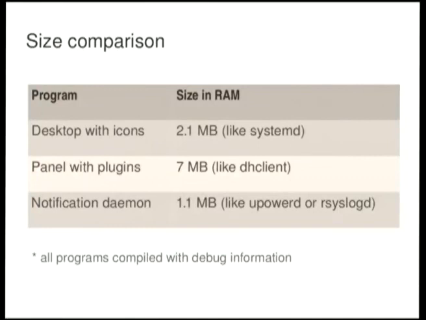Let me show some size comparison. Desktop with icons uses the same amount of memory as systemd. Notification daemon is using almost the same amount of memory as syslog daemon. And maybe the worst of all of them is the panel with plugins, because the plugins are loading all those shared libraries, so it uses a little bit more memory. But the best of all, things are compiled with debug information.